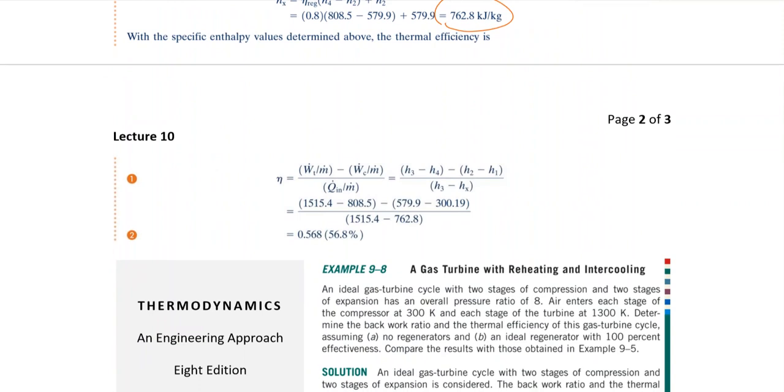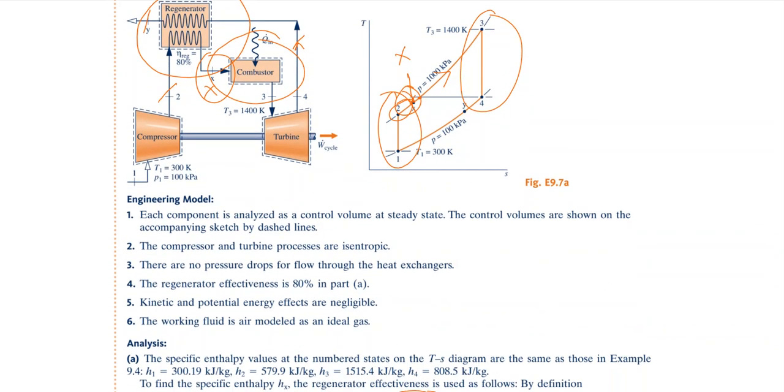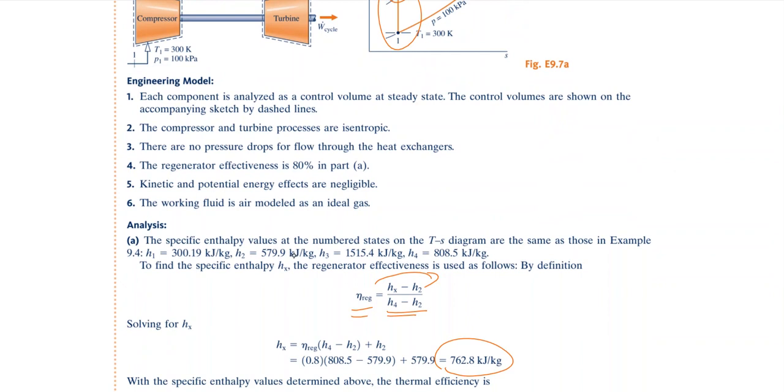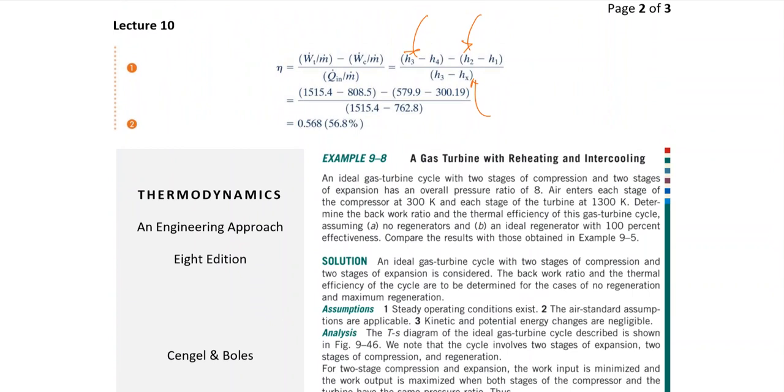So the work of the turbine minus the work of the compressor, divided by the heat transferred in the combustion chamber. The previous combustion chamber heat was H3 minus H2, where H2 was 579.9. Now we have the other value, 762.8. So the efficiency has gone up to 56.8%. Previously it was 45%.